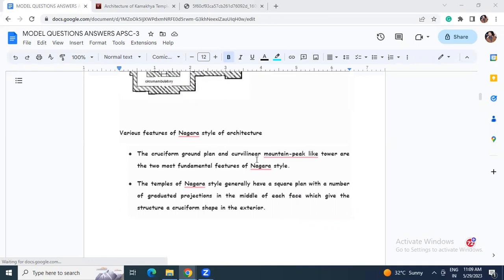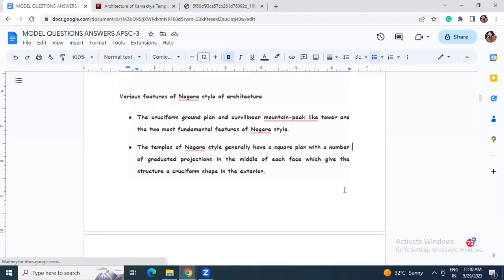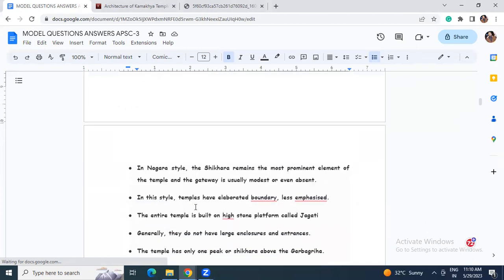The cruciform ground plan and the curvilinear mountain peak-like tower are the two most fundamental features of the Nagara style. The temples of the Nagara style generally have a square plan with a number of graduated projections in the middle of each face, which give the structure a cruciform shape in the exterior. In the Nagara style, the Shikhara remains the most prominent element of the temple, and the gateway is usually modest or even absent sometimes.